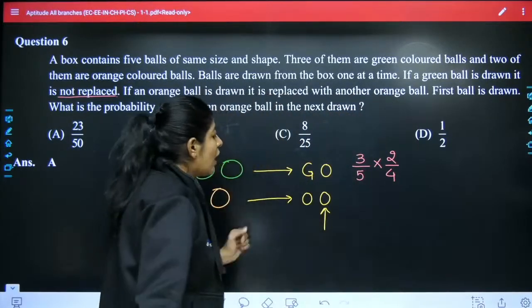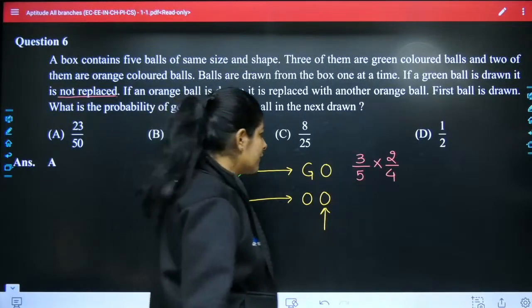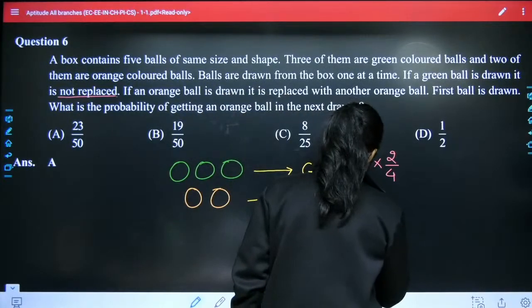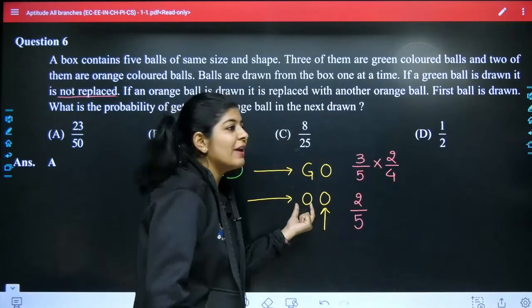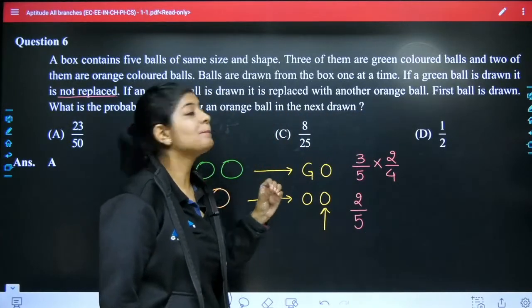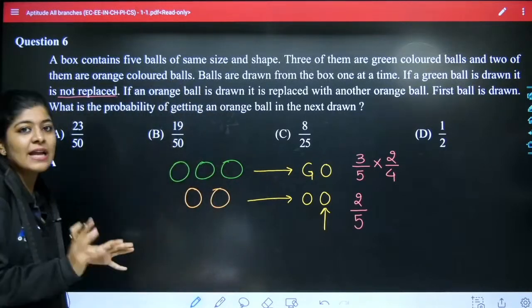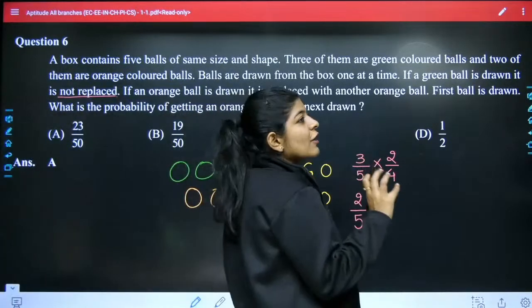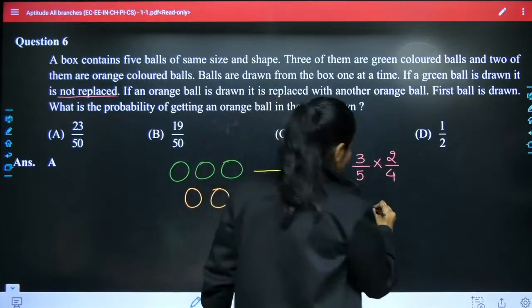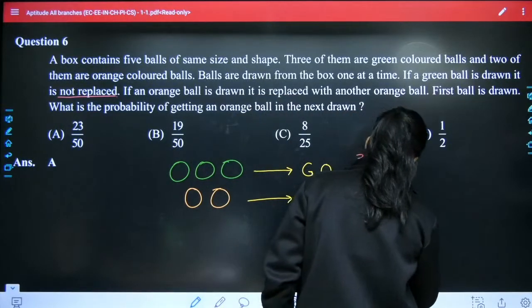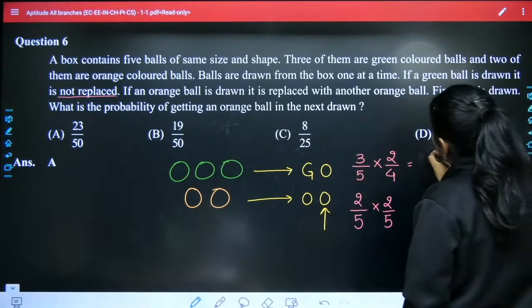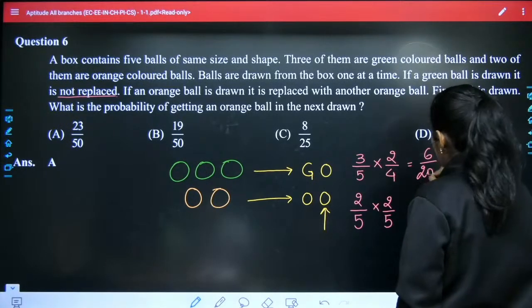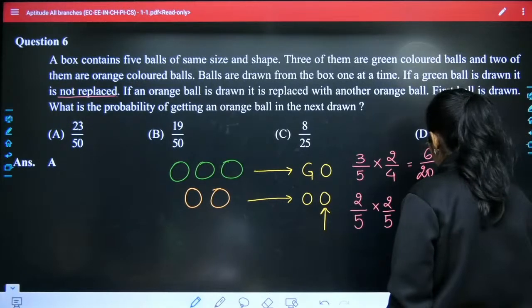box. Now if we get the first ball as orange, we have 2 orange balls and in total we have 5 balls. Now if we have an orange ball, we replace it again with an orange ball. So the number of balls in the box is again 5. So the probability of getting another orange ball is 2 by 5. So now what we need to do, 6 by 20 and this is 4 by 25.